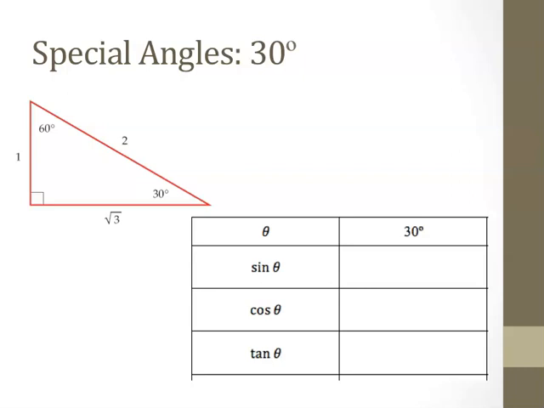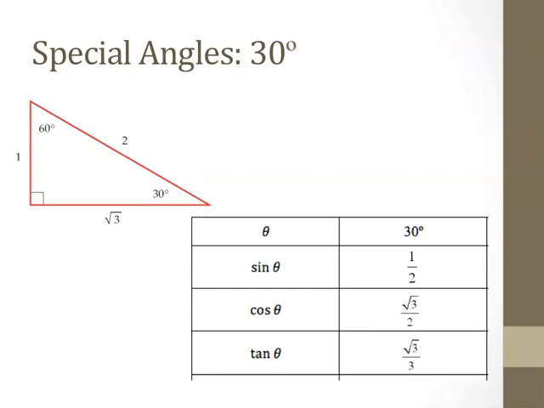So sine of 30 degrees, that's going to equal what? Opposite, that's 1, over the hypotenuse, that's 2, so 1/2. For cosine, that's the adjacent over the hypotenuse, that's √3 over 2. And tangent is opposite over adjacent, so the opposite side is 1, and the adjacent side is √3. So that's 1 over √3, or if we were to rationalize the denominator, that would be √3 over 3.